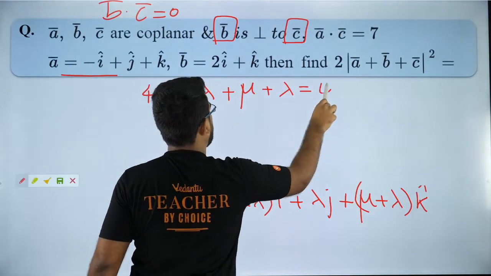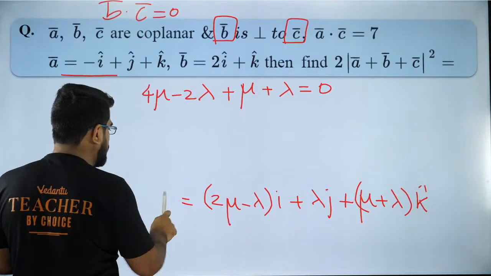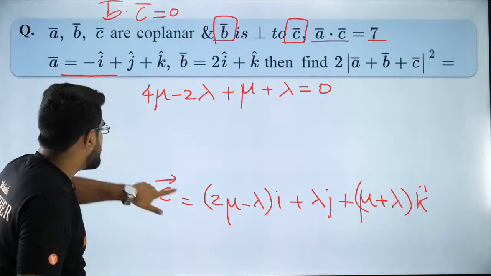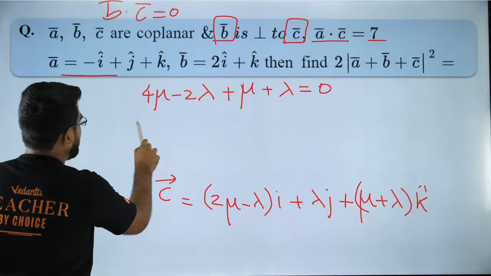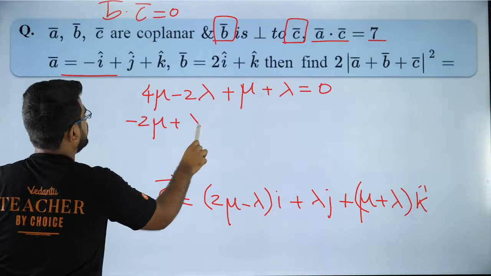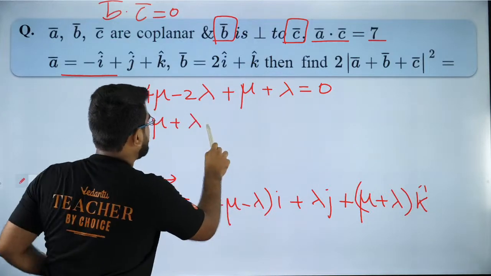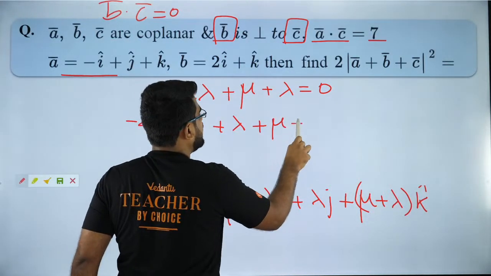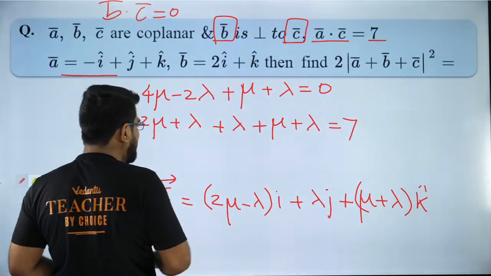So that is one linear equation. Okay. So I got one linear equation. Now the next thing is what? A dot C is equal to 7. So A dot C: minus 1 into this, so I'll have minus (2 mu minus lambda), plus lambda, plus 1 into this, so you'll have plus (mu plus lambda) is equal to 7. So I have two linear equations.